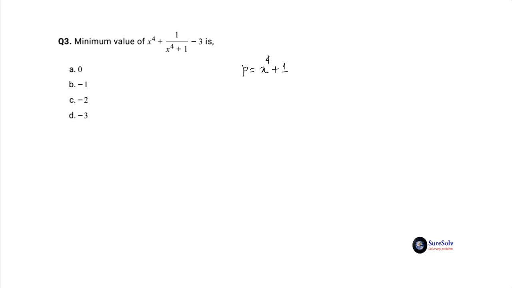Add 1 to the first term x to the power 4 and subtract compensating 1 to get the changed target expression as x to the power 4 plus 1 plus 1 by x to the power 4 plus 1 minus 4, equal to p plus 1 by p minus 4 with p equal to x to the power 4 plus 1.